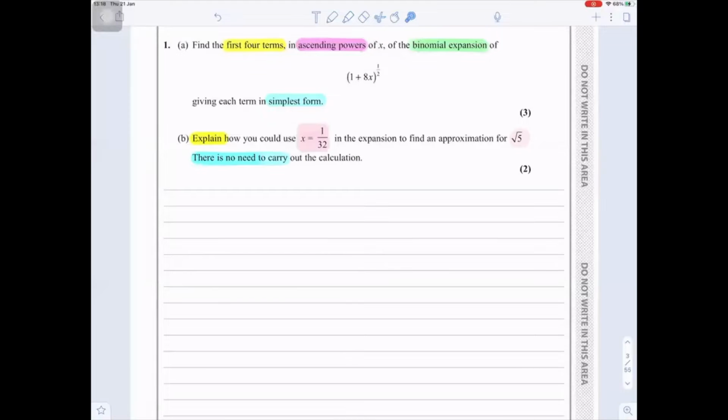Question number 1. Find the first 4 terms in ascending powers of x of the binomial expansion of (1 + 8x)^(1/2), giving each term in simplest form. Explain how you could use x = 1/32 in the expansion to find an approximation for the square root of 5. There is no need to carry out the calculation.